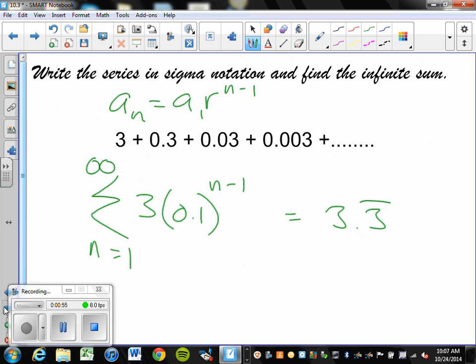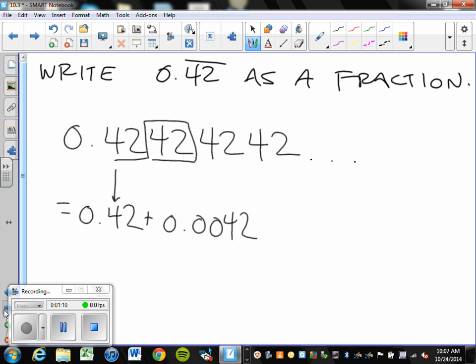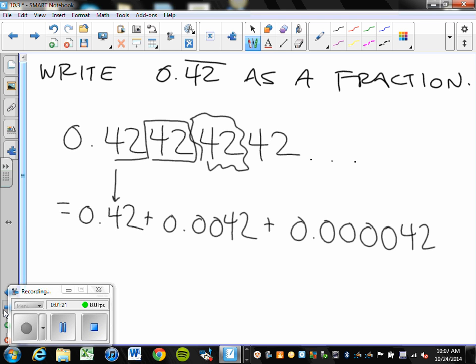So when I write my repeating decimal in this case, I can write that as the sum of 0.42 plus 0.0042. That's where I get this from. I can write that as plus 0.000042. That's this one. If you think about how we could add all those together, and what we get is a geometric series. How am I getting these consecutive terms?